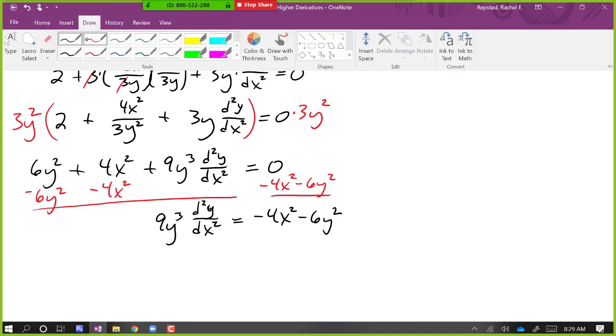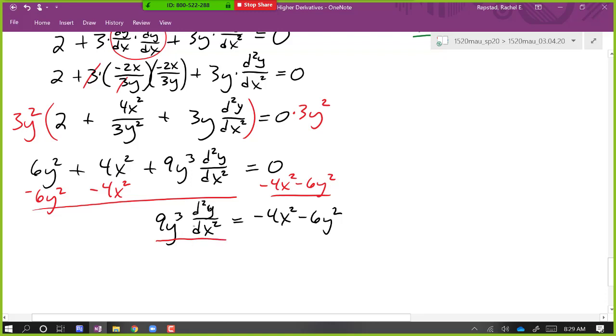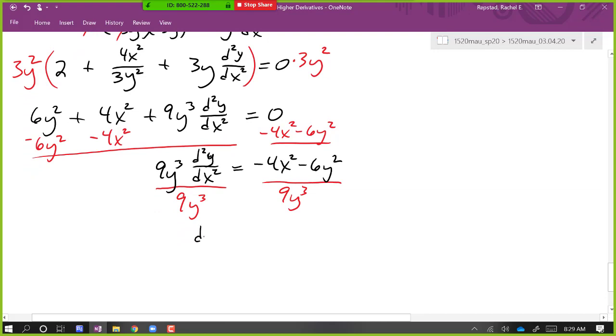It feels like once we do that, we're done, but we're going to see something kind of cool work out. I'm going to rewrite the right side here. Up top, there's a common factor. I'm going to take out a negative 2. And when I take out a negative 2 from the numerator, what's left inside will be a 2x squared plus 3y squared.